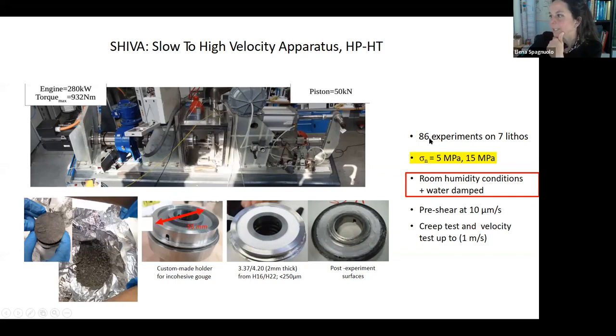We ran 86 experiments on 7 different lithologies. We applied 5 MPa and 15 MPa. We ran experiments under room humidity condition and also water dampened condition. We applied pure shear stress, and we also ran the creep test and velocity test.